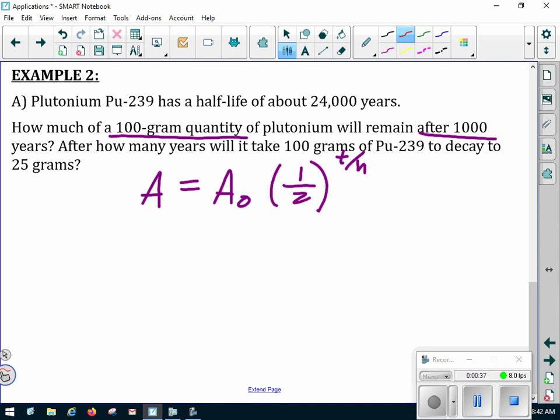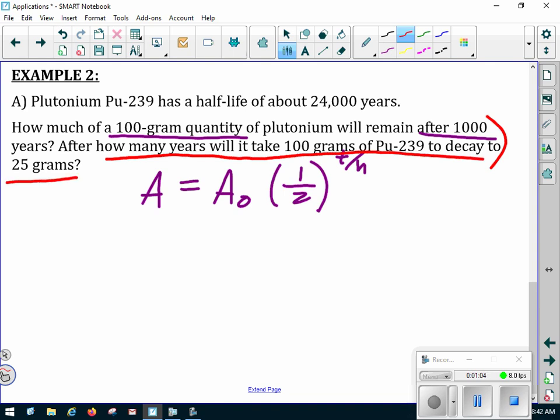The T stands for the time, the H stands for the half-life, and what does the A naught or A sub 0 stand for? Initial amount. Good. What does the A stand for? Your final amount. Excellent. So let's look at this second question right here. How much of the one, no, we did that one. Let's look at the one that's underlined here now in red.